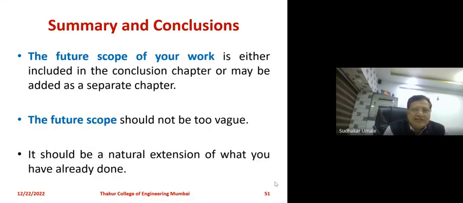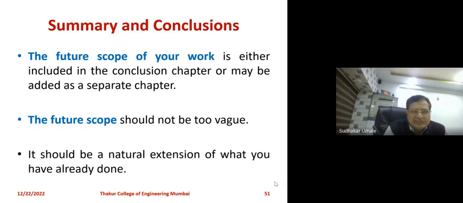After the conclusions, the future scope of your work is very important. The future scope of your work is either included in the conclusion chapter or may be added as a separate chapter. You have to decide it. The future scope should not be too vague. You have to take precaution. It should be a natural extension of what you have already done.